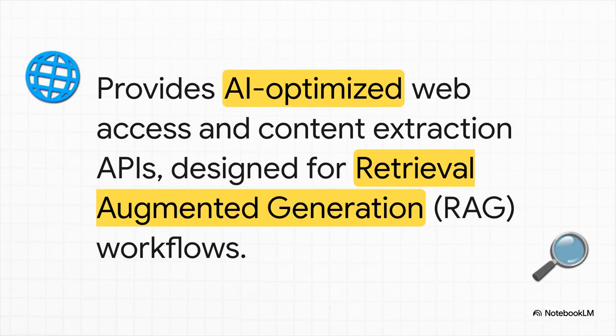For our third example, let's look at Tavily. This is an AI-first search engine, and it's built for something called Retrieval Augmented Generation, or RAG. Now that's just a fancy term for a simple idea. It lets the AI search the web for the latest, most up-to-date information before it gives you an answer. This makes its responses way more accurate and relevant.